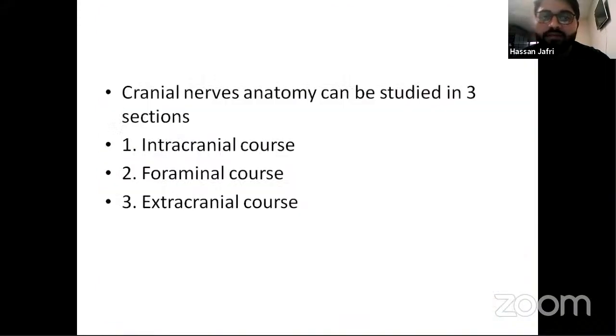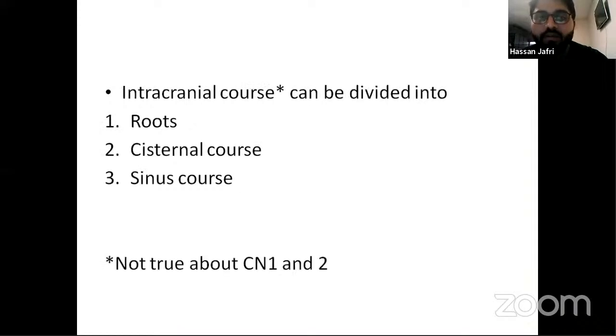So the cranial nerve anatomy can be studied in three sections. First is the intracranial course, second is the foraminal course, and third is the extracranial course. The intracranial course can be divided into the roots, from where the nerves arise, which area of the brain. Then the cisternal course, the free course of the nerve, and then the sinus course.